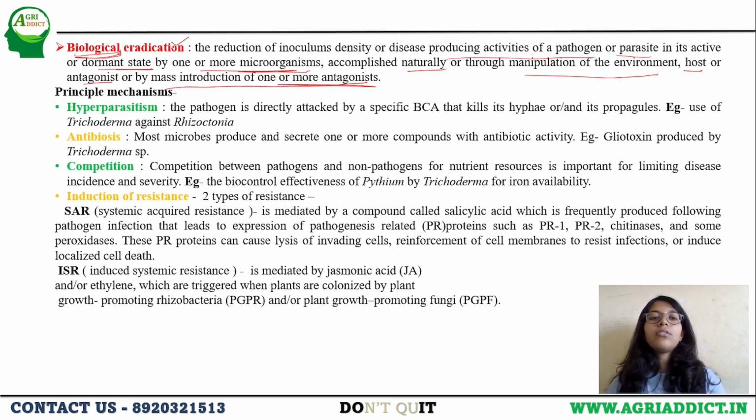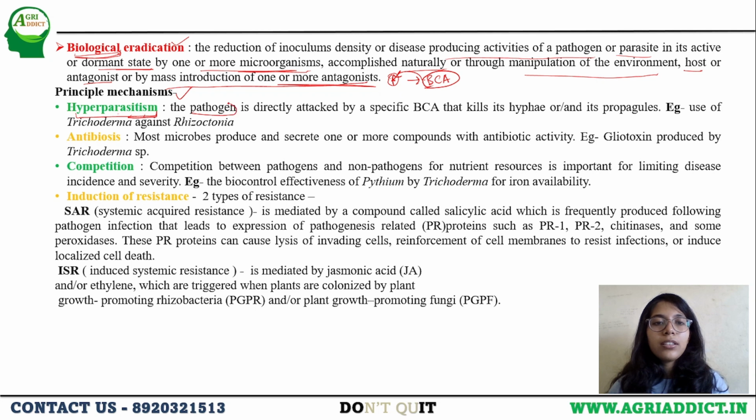So it refers to the pathogen. This is also a microorganism, right? So this pathogen can also be managed by another microorganism that is known as biocontrol agent, BCA. So what are the principal mechanisms that a biocontrol agent follows to control that pathogen? It can follow hyperparasitism. So what do you mean by hyperparasitism?